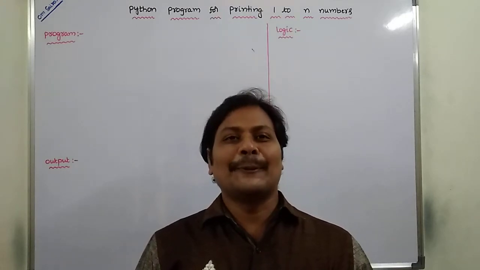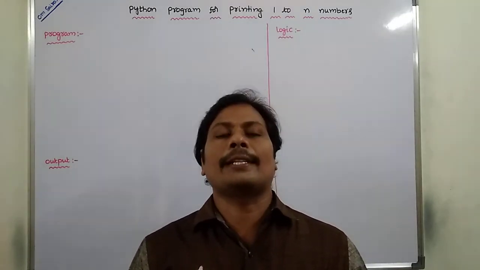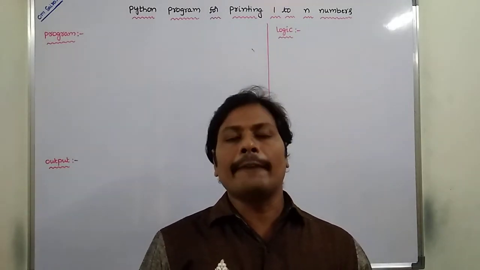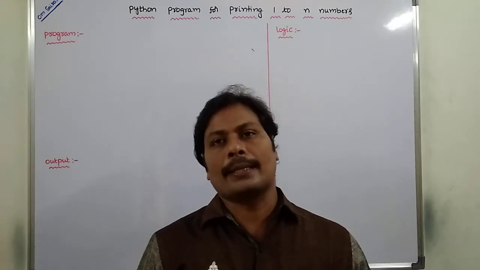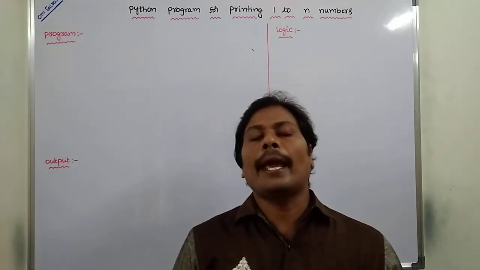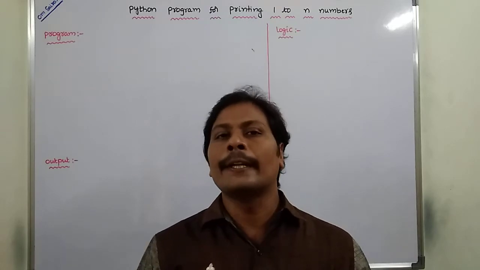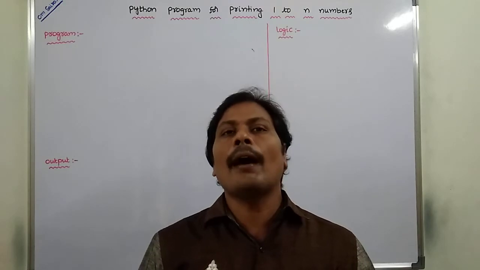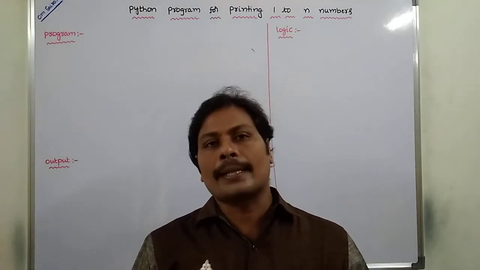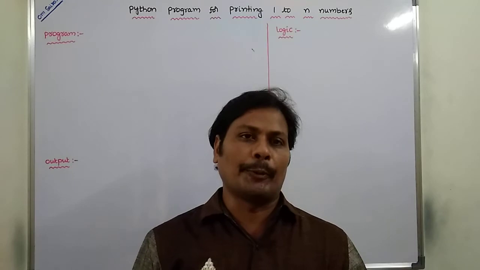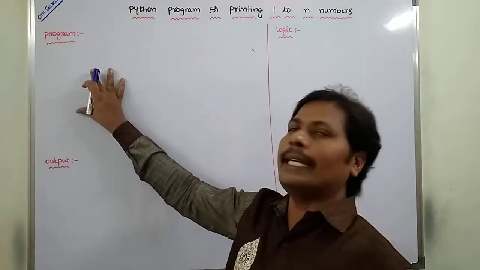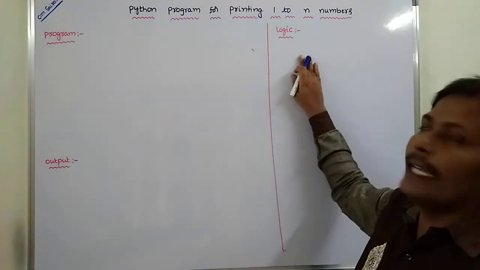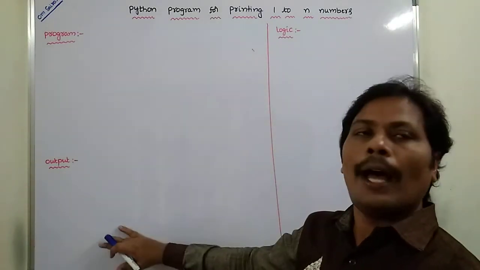Hi friends, today I am giving a lecture on write a Python program to print the given 1 to n numbers. Suppose I am giving n value is equal to 10 from the keyboard. Our main task is to print the 1 to 10 numbers by using the Python program. First I am writing the program here. After that, I am explaining the logic here. Then I am writing the output.